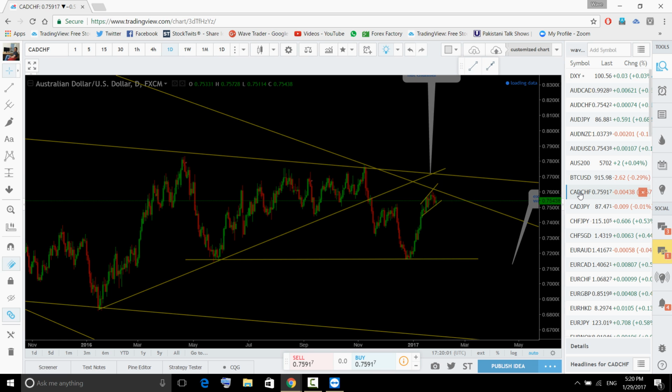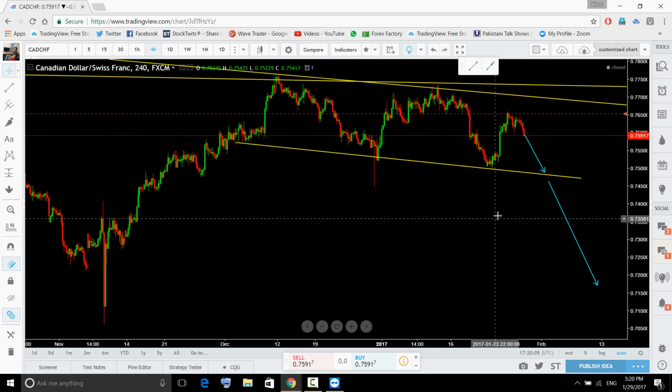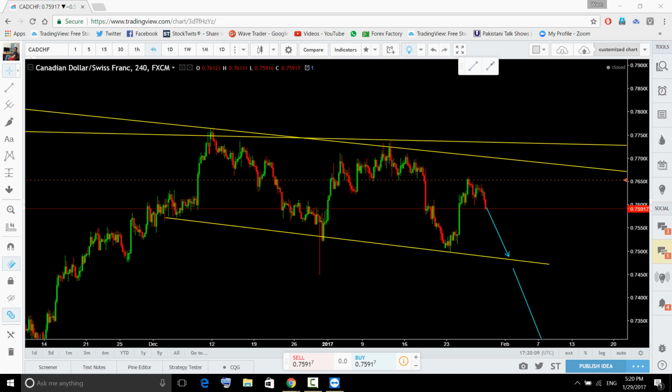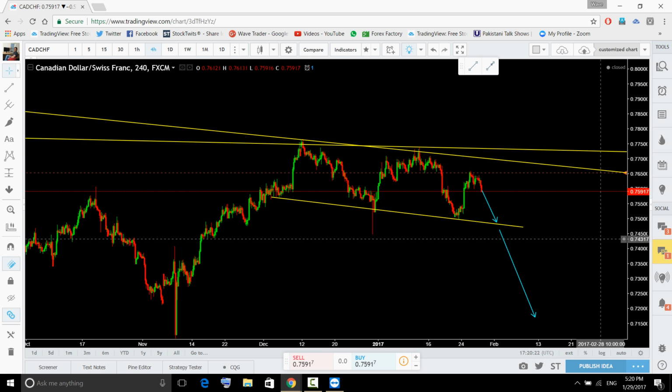All right, so CAD CHF, we didn't get the corrective trend continuation pattern, we got the impulsive move. If you remember, we were anticipating this move for continuation to the downside. We didn't get that, we got this. So we are of course short on this pair from the top.